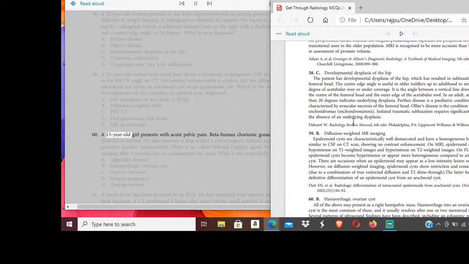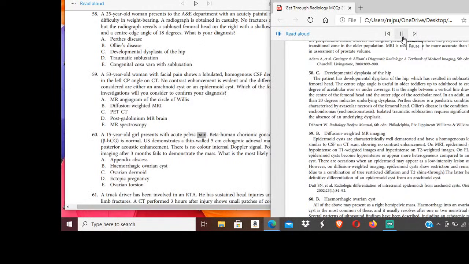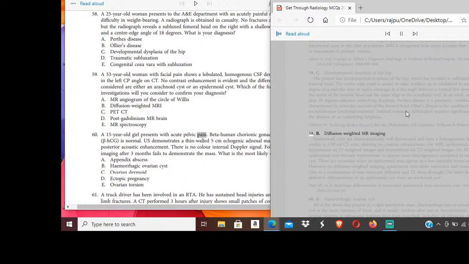60. A 15-year-old girl presents with acute pelvic pain. 59, B.